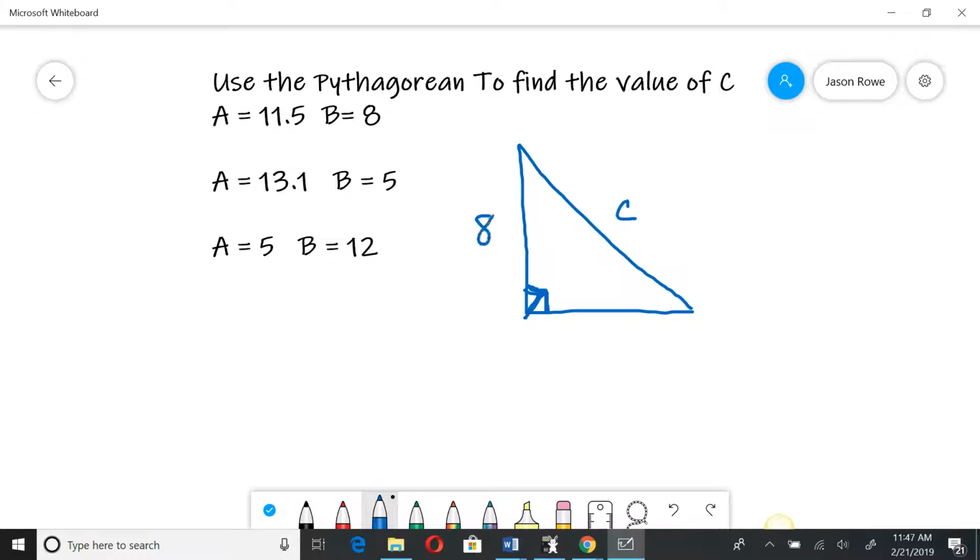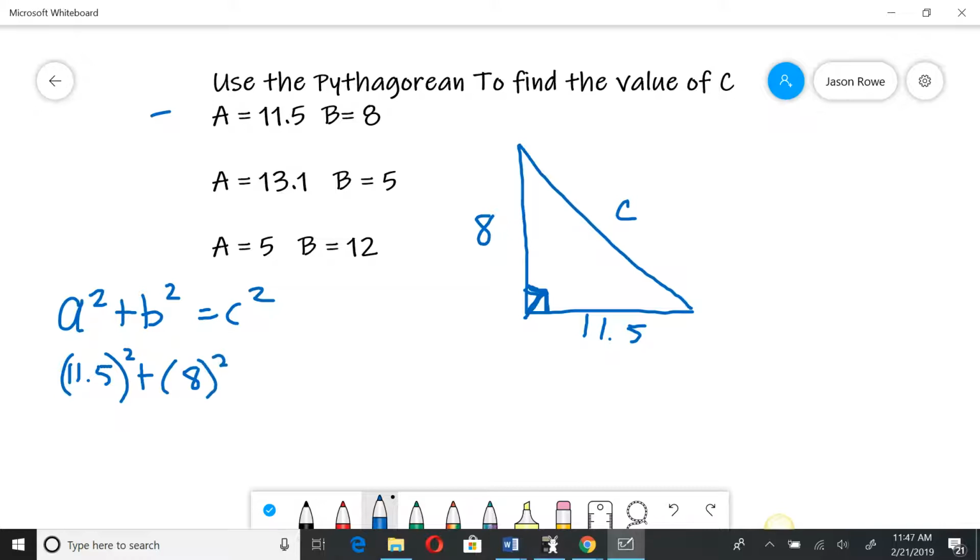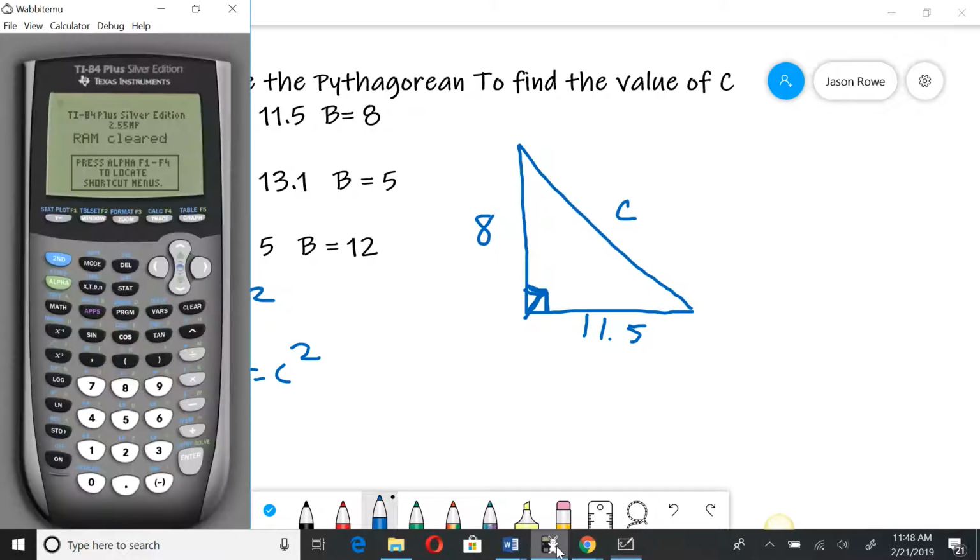So these are going to be 8 for this first example, 8 and 11.5. So you're going to take the formula. You're going to substitute what you know. And that's squared. And then you're going to pull your calculator out. You're going to work those out. So I got 11.5 squared plus 8.